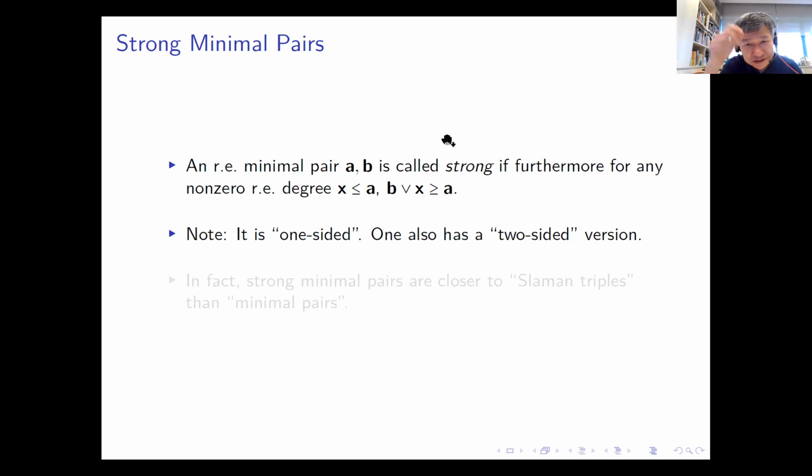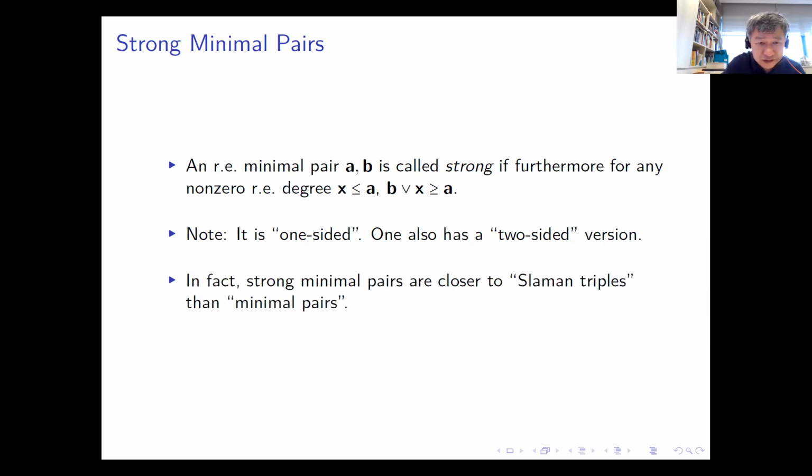Note this is a one-sided strong minimal pair, because in a minimal pair A and B are symmetric, but in this version of strong minimal pair, there's a difference between A and B. It's not symmetric. There is a symmetric version, which is probably a super strong minimal pair. For any x below A, B join x is above A, and also for any y below B, y join A is above B. That's a two-sided version. In fact, the strong minimal pairs are closer to a concept called Slaman triples than minimal pairs.